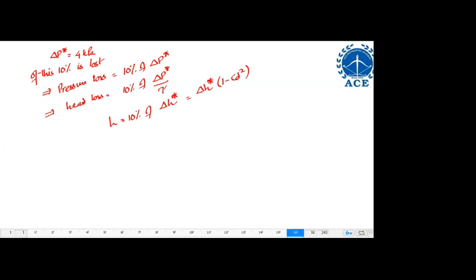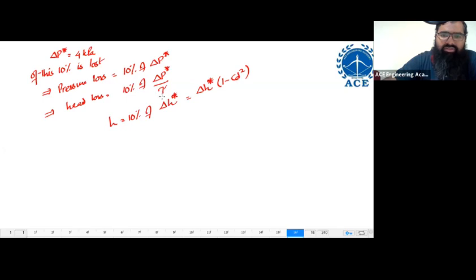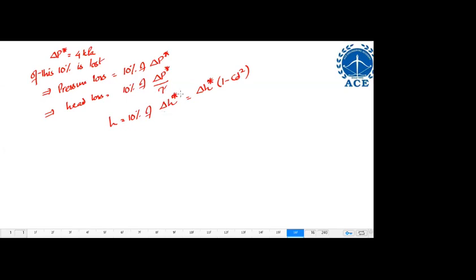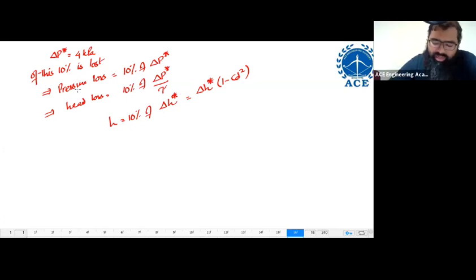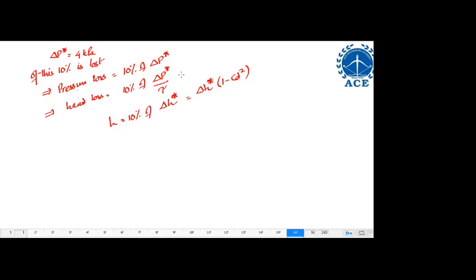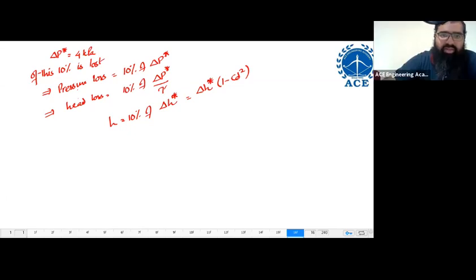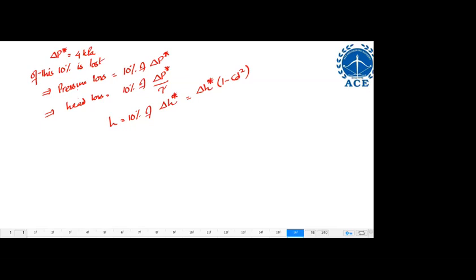Pressure loss is equal to head loss into gamma. Delta P star by gamma is delta H star. Whenever you have pressure and you want head, you have to divide by gamma. We have discussed this in the statics class also. Yes, I got it, sir.